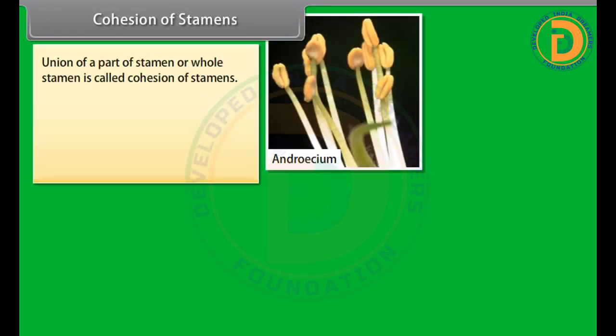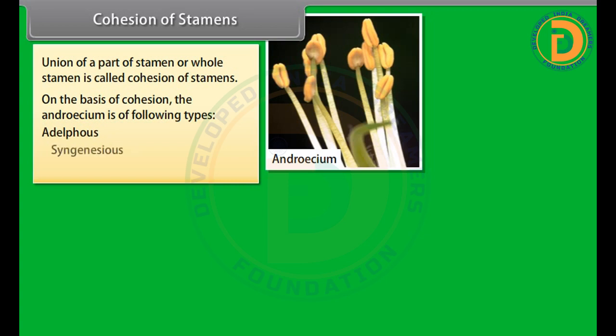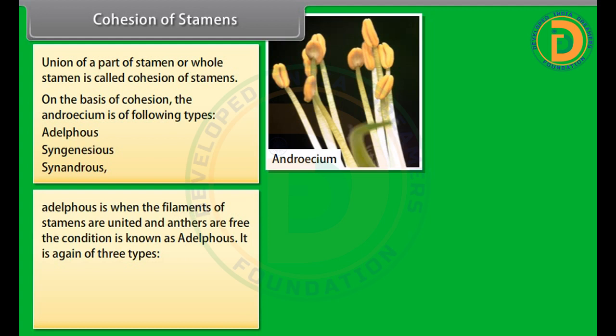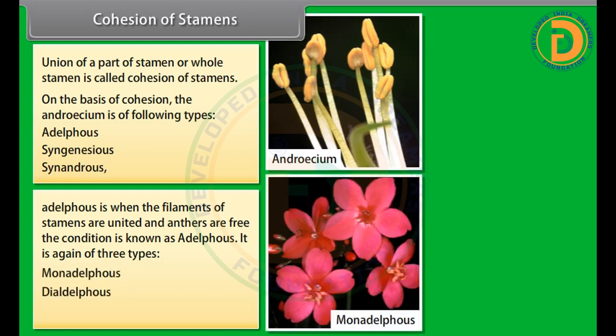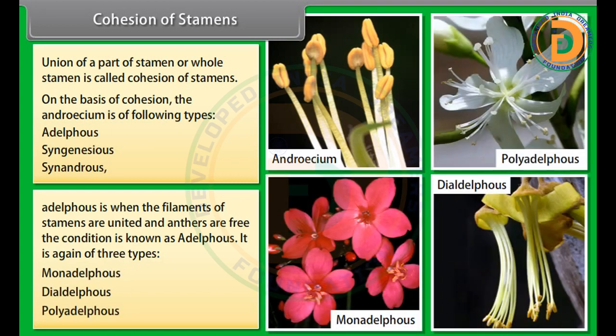Cohesion of stamens. Union of a part of a stamen or whole stamen is called cohesion of stamens. On the basis of cohesion, the androecium is of the following types: adelphous, syngenesious, synandrous. Adelphous is when the filaments of stamens are united and anthers are free. It is again of three types: monadelphous, didelphous, polyadelphous.